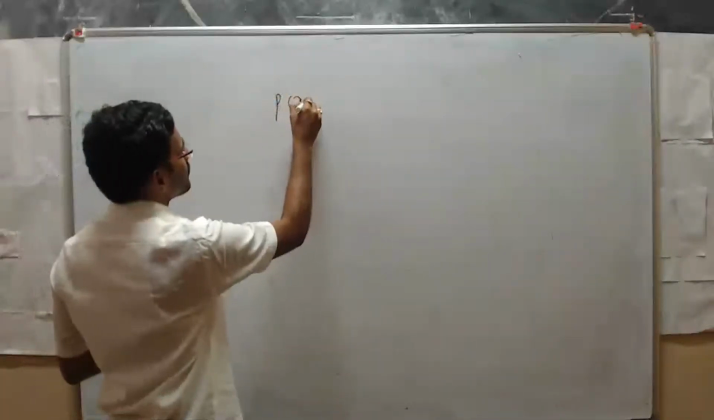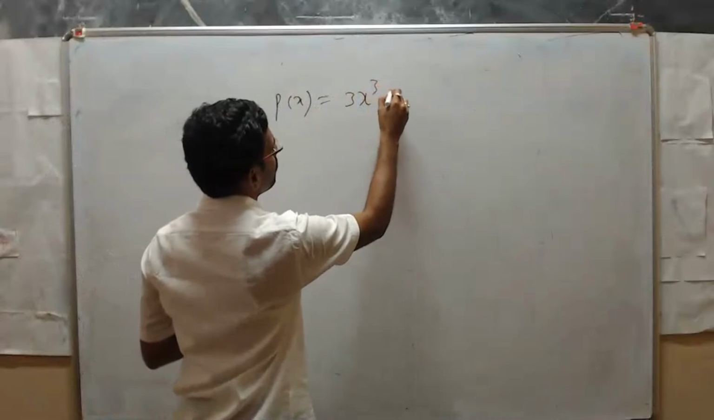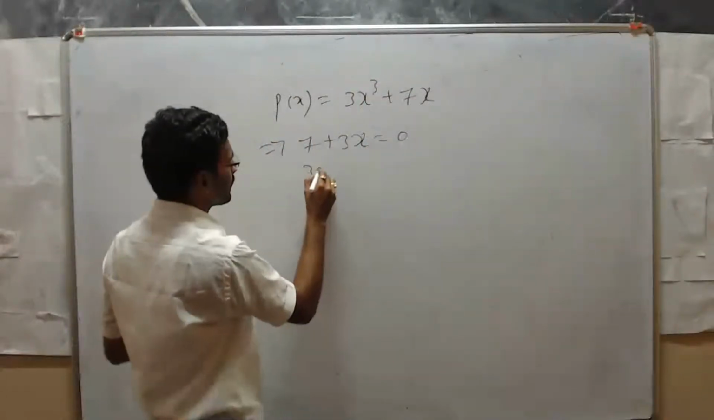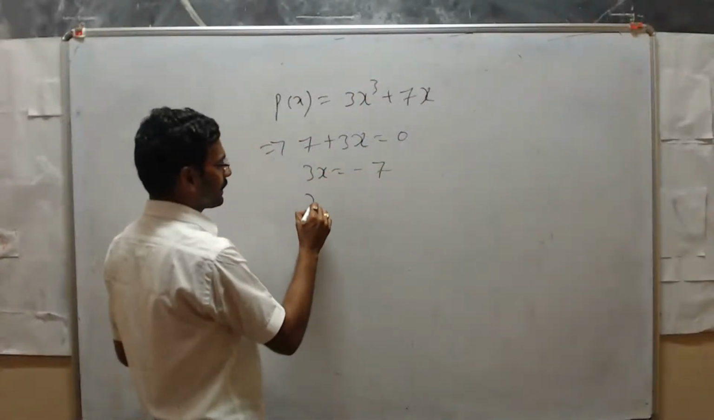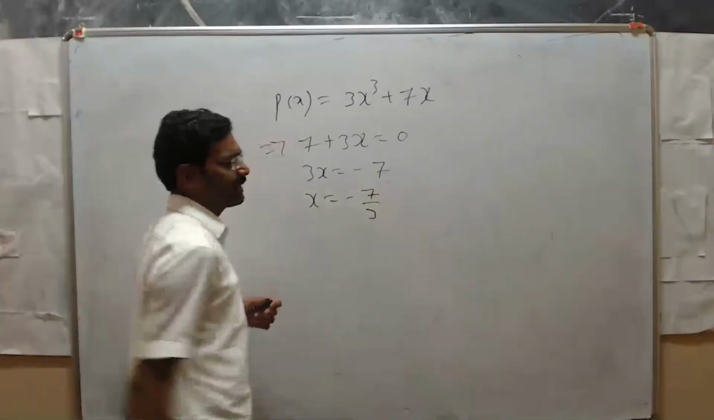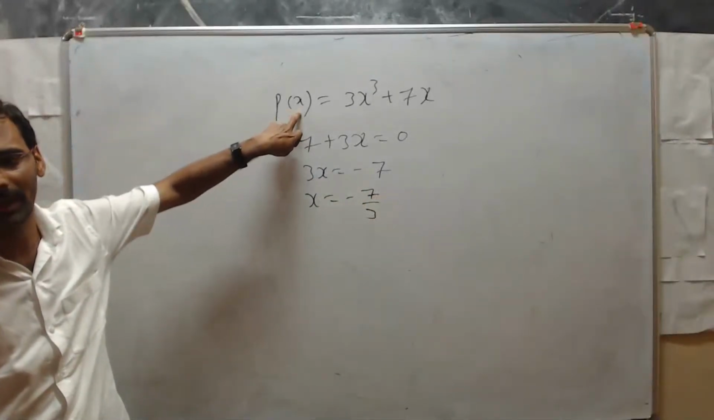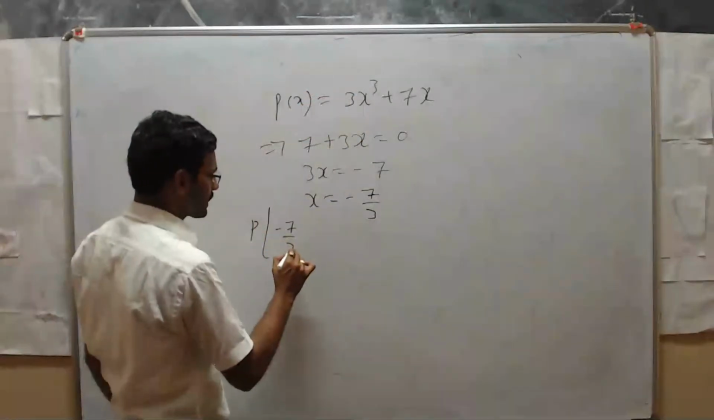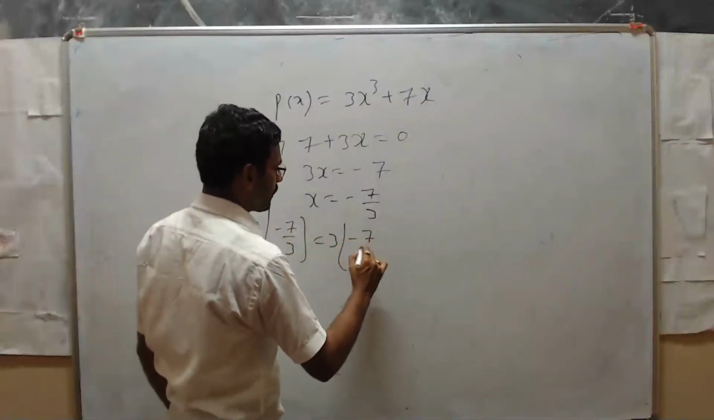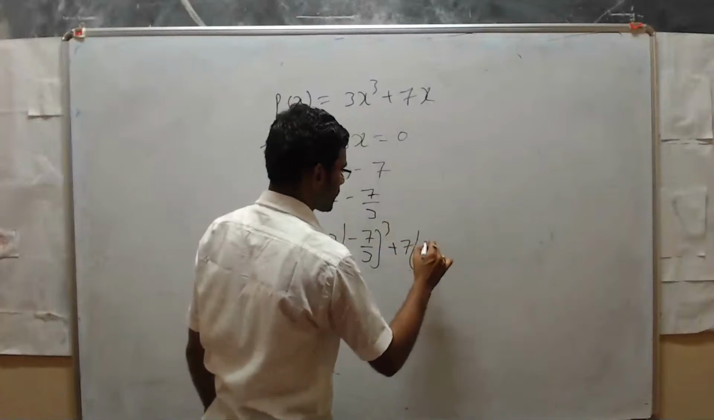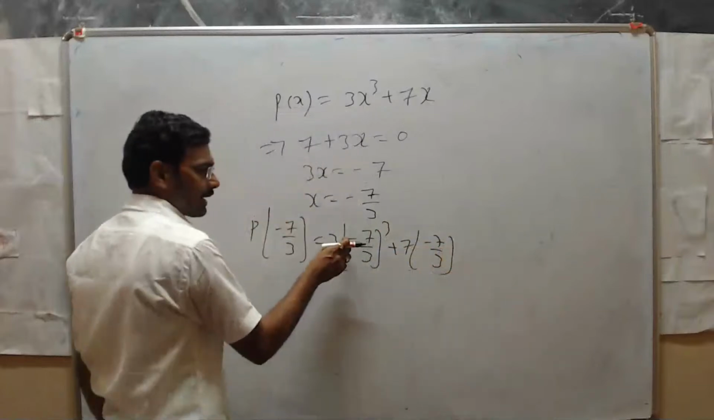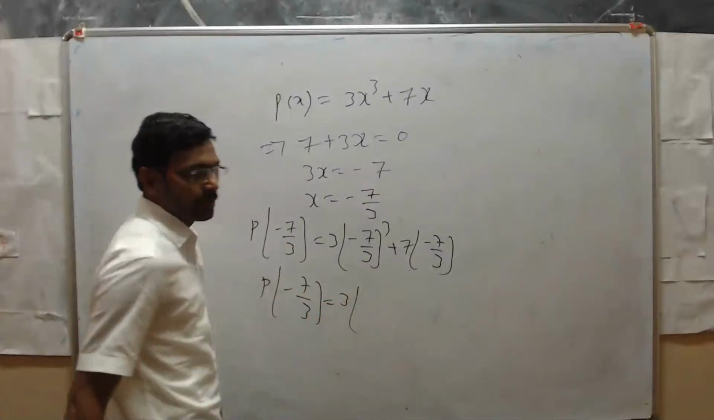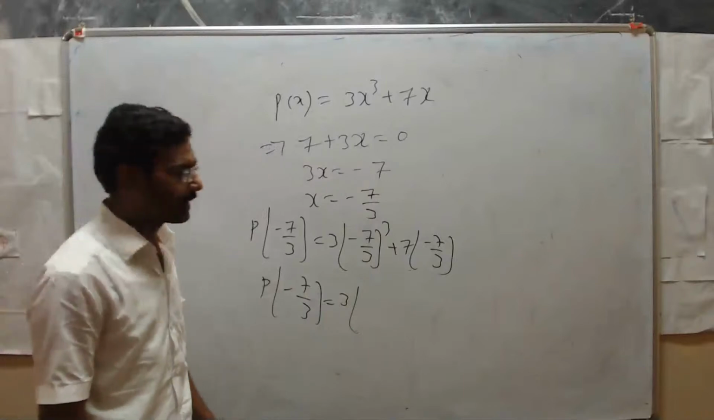P of x is considered as 3x cube plus 7x. Now we set 7 plus 3x equal to 0. 3x is equal to minus 7. Therefore, x is equal to minus 7 by 3. It means we can substitute the x value as minus 7 by 3. P of minus 7 by 3 is equal to 3 into minus 7 by 3 whole cube plus 7 into minus 7 by 3.